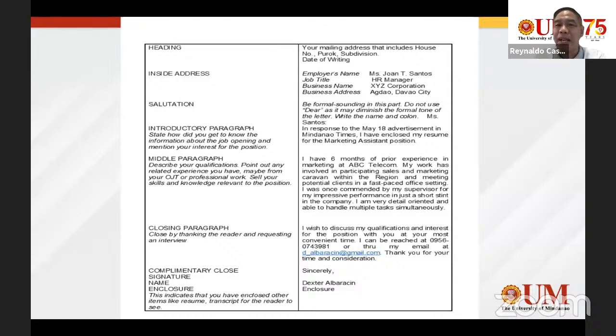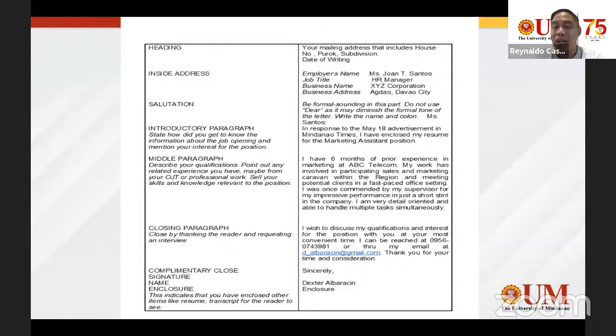Hindi pwede magsabi lang kayo na the president, the HR manager, diretso agad-agad, no? Kunin niyo ang correct, ang saktong pangalan ng inyong addressee. Okay? Hindi pwede na walang pangalan. Ha? Klaro yan. Because students, you will be asked to submit a sample application letter. Okay? All right. After the name, of course, this is business correspondence 101 anyway, but you know, we have to review this.